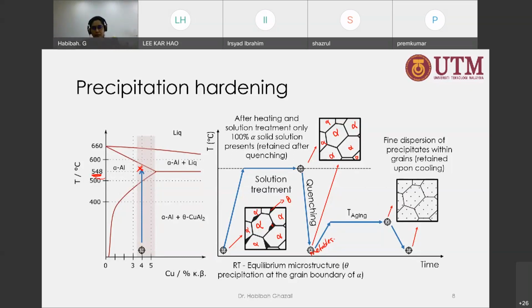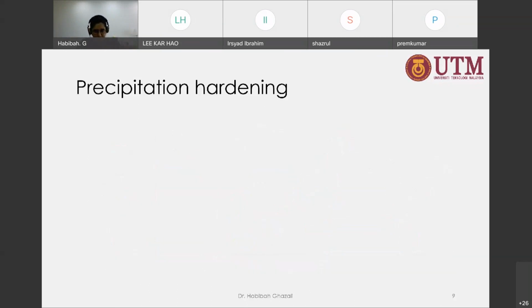So what does that mean is that all these copper atoms that cannot reside in alpha have already become precipitates in the matrix of that alloy. So that's what happened.